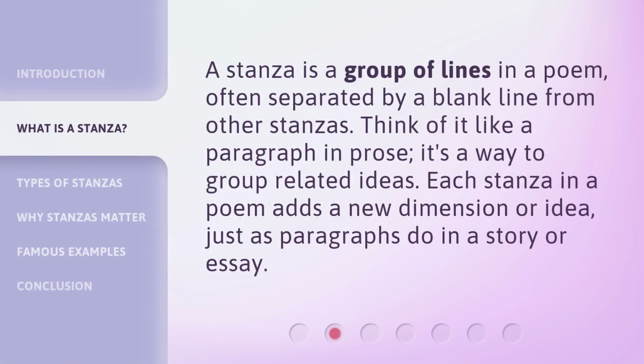A stanza is a group of lines in a poem, often separated by a blank line from other stanzas. Think of it like a paragraph in prose. It's a way to group related ideas. Each stanza in a poem adds a new dimension or idea, just as paragraphs do in a story or essay.